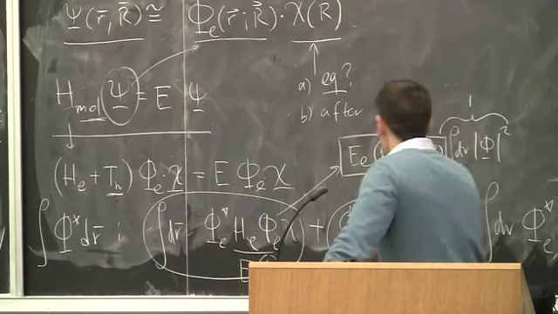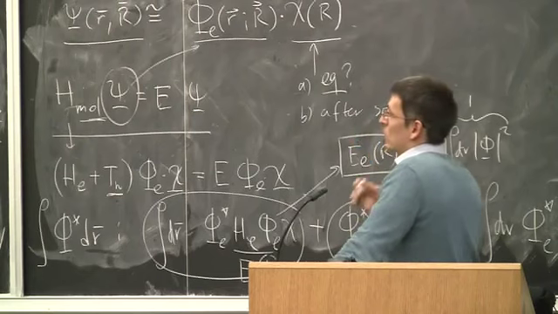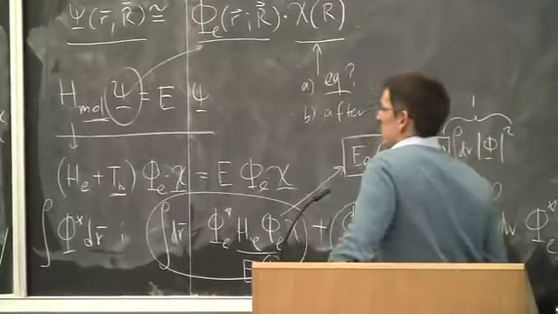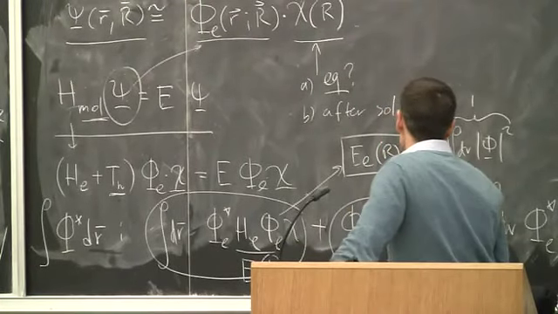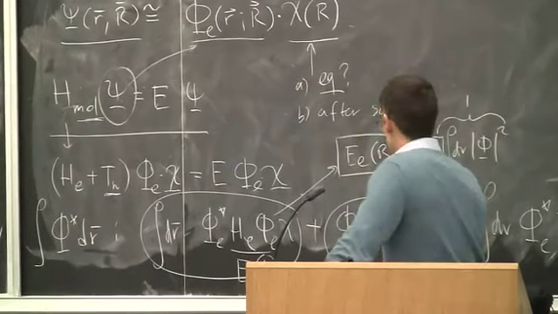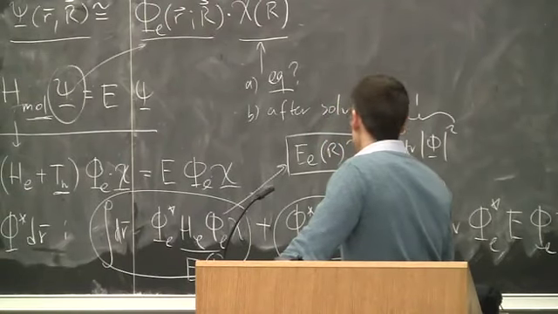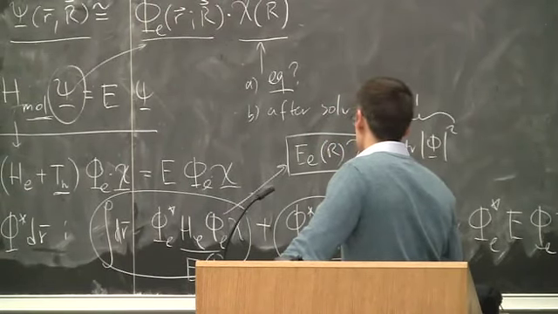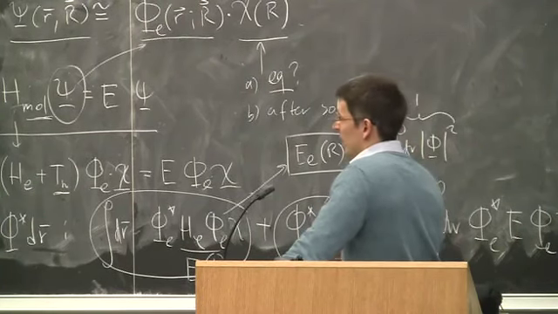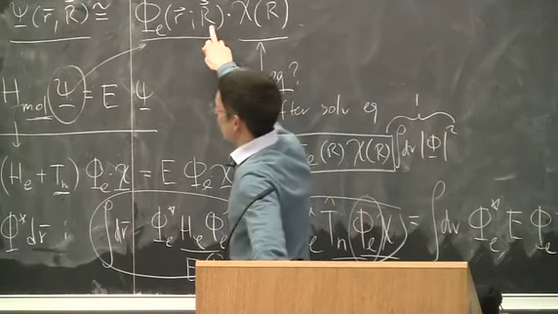Now here, Tn technically should affect both the electronic function and the nuclear function, but because it says Born-Oppenheimer approximation, right? Not Born-Oppenheimer theory. The approximation says that we ignore the operation of the kinetic energy on the electronic function, and the reason for that is that the electronic functions behave very slowly. They change very slowly with the nuclear coordinates.